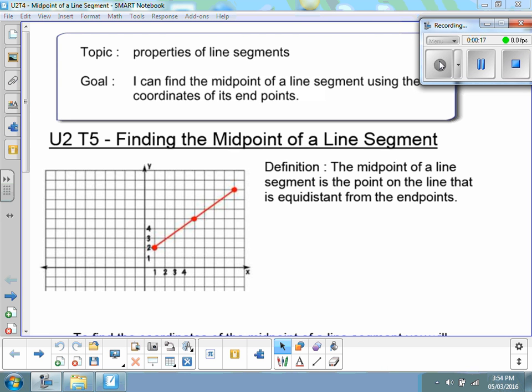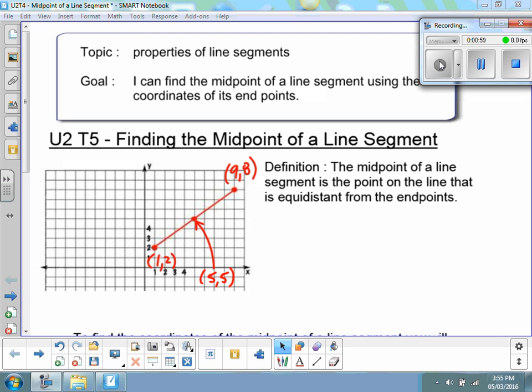So the definition for a midpoint: the midpoint of a line segment is the point on the line that is equidistant from the endpoints. So you can see on my graph here, this first point on the left is the point 1, 2. The point on the other end, that's the point 9, 8. And this point in the center is the point 5, 5.